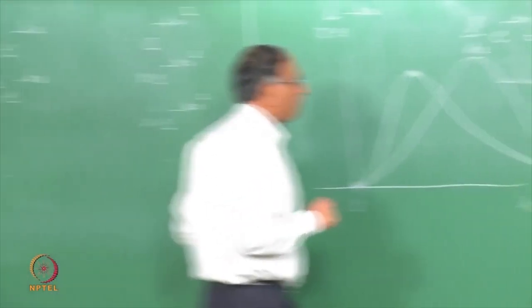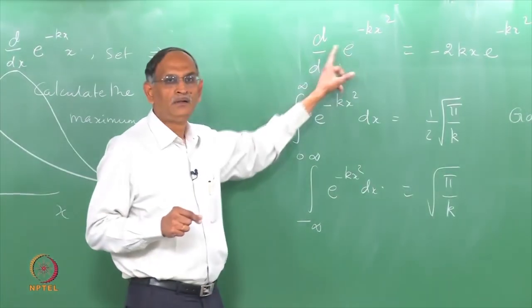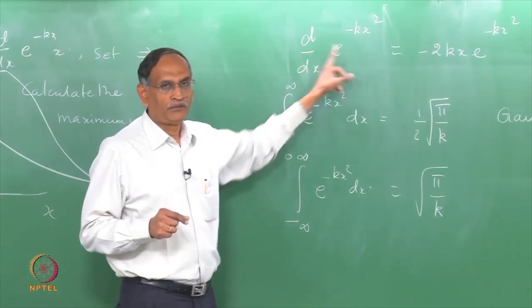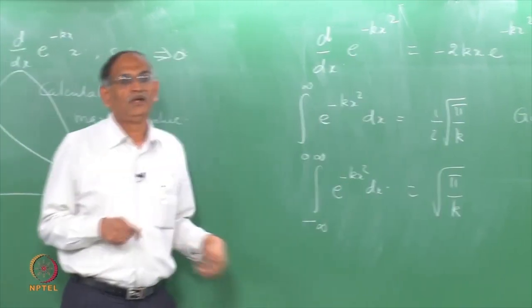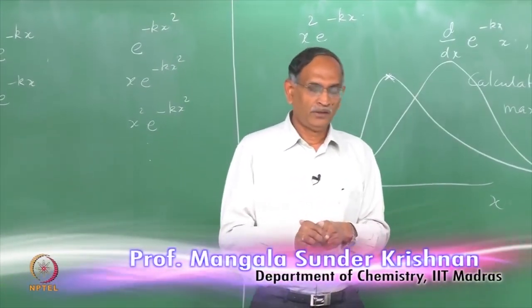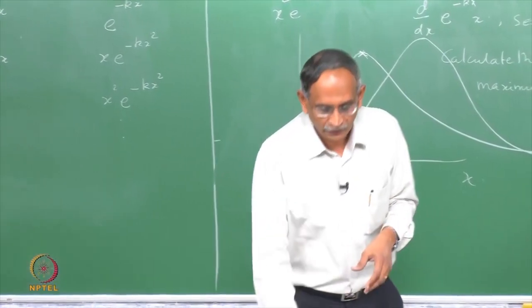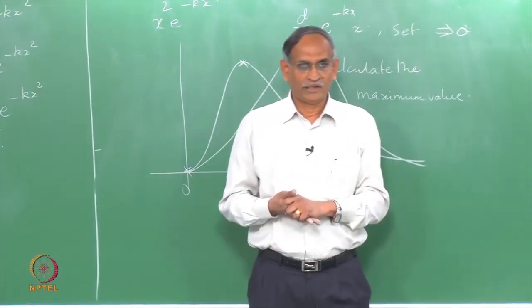The polynomials involving the Gaussian and the polynomials in front of them, x and x square and so on, are important in understanding the harmonic oscillator and other elementary models in quantum mechanics. Therefore, please keep this in mind and please attempt some of the exercises given at the end of this lecture.